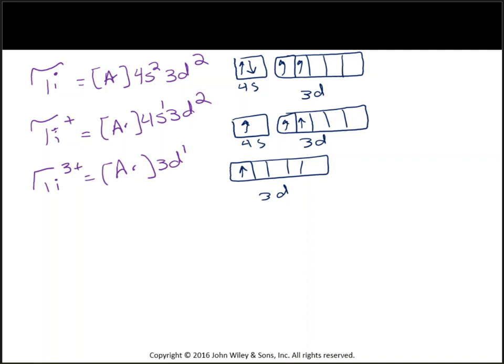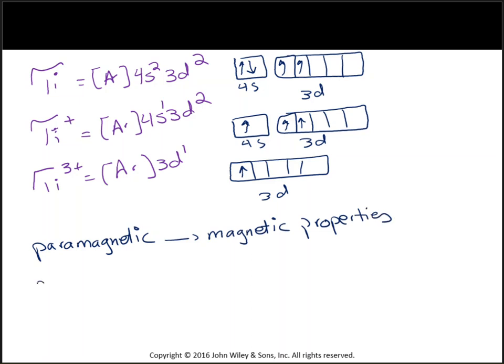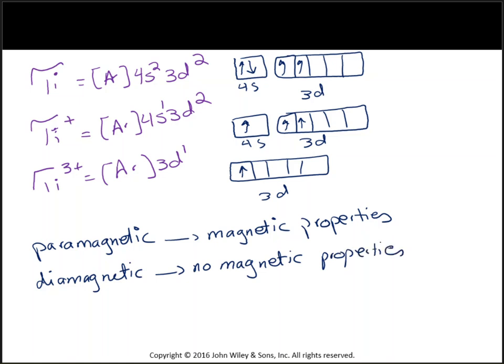So based on the electron configuration and box diagram, we can get some information about magnetic properties of the elements and ions. Anything that's paramagnetic has magnetic properties, and diamagnetic elements or ions don't have any magnetic properties. Now, this is a general classification of magnetic materials. Within paramagnetic, we have different types of magnetic properties. But if something is paramagnetic, you can use a magnet on it. It's going to get attracted by a magnet. But diamagnetics won't.